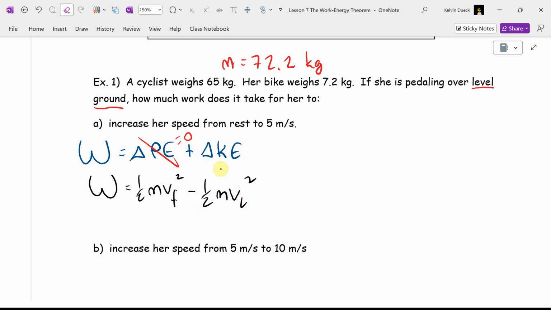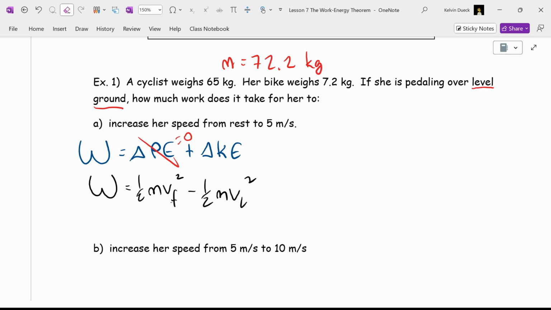Hannah, is there an m in the last term? Is there an m in the middle term? Is there an m in the first term, work? Mass does not cancel. This is why it's harder for heavier people to accomplish a task that a lighter person can do. A heavier person will actually require more energy, more work.